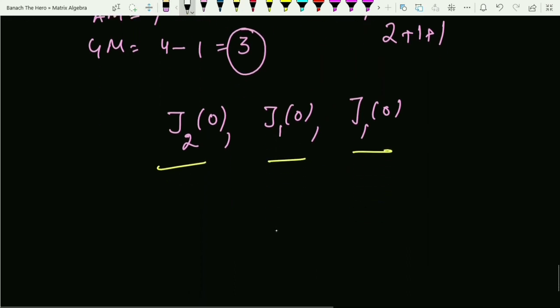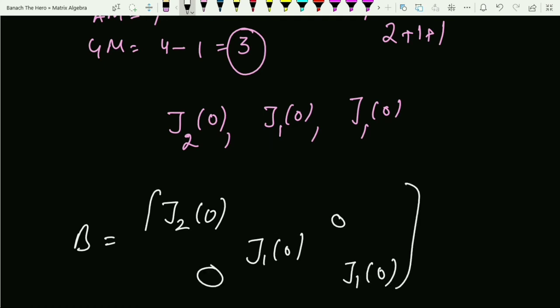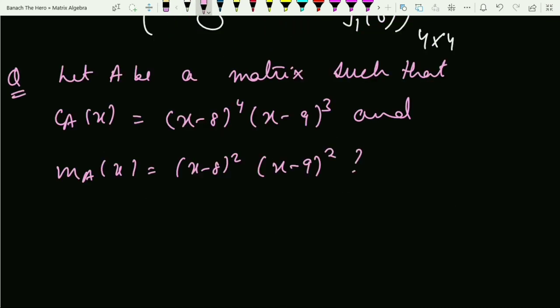And let me quickly write down what the Jordan canonical form will be. So if I say B is the Jordan canonical form of the above matrix, it will have the blocks J2(0), then J1(0), J1(0). Mind it, these blocks will always occur on the diagonal, always, right? And what will be the size of this matrix? Again, 4 cross 4. So now let me take a very important question.